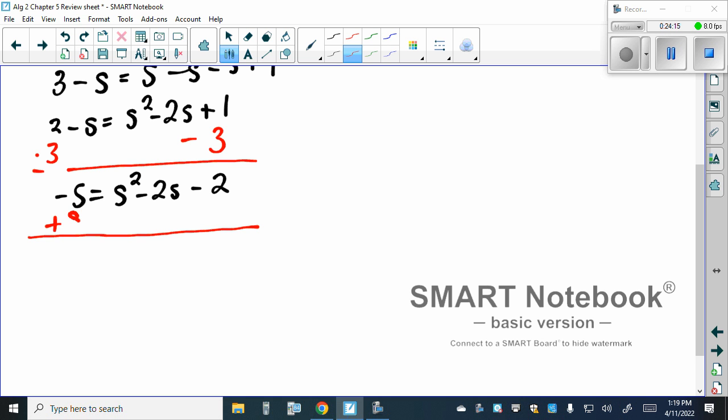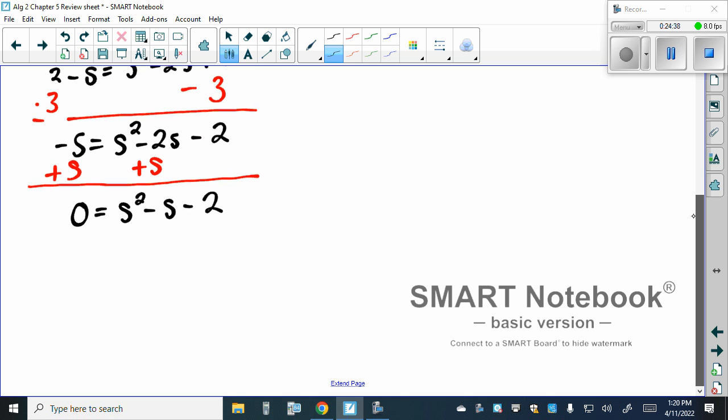We'll also need to add s to both sides. And when we add s to both sides, we'll get that 0 is equal to s squared minus s minus 2. So we need to get this equal to 0 because we have the s squared term. At this point, we can graph this to see what values of s would make this equal to 0, or we can factor.